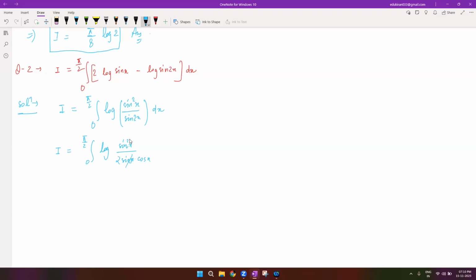You can cancel one sin x. So in the numerator it is only sin x now, and in the denominator it is 2 cos x. Sin x upon cos x can be written as tan x. So this is nothing but I equals the integral from 0 to pi by 2 of log of tan x by 2. So the original question, 2 log sin x minus log of sin 2x, can be reduced to this.